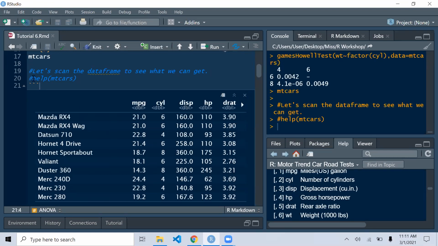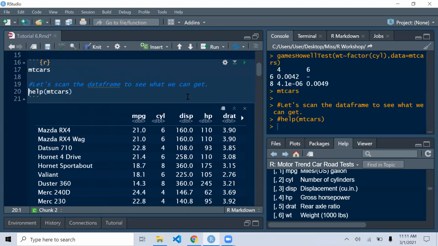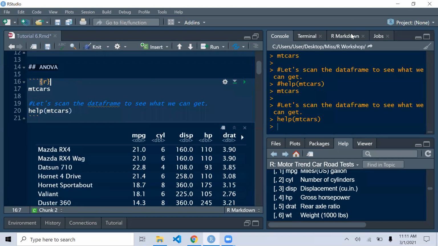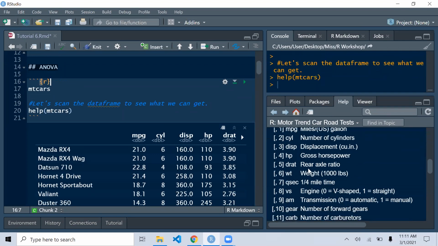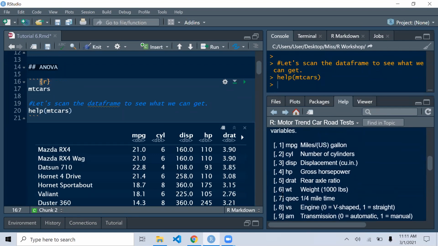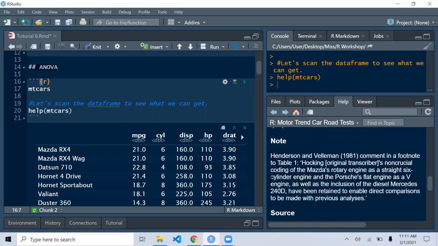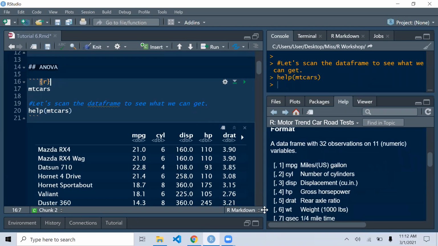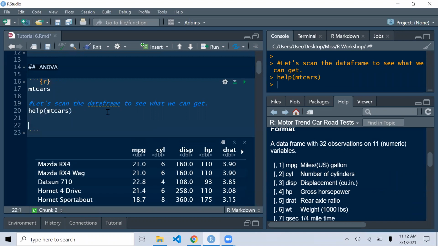To elucidate that, I'm going to remove the dash so I can look at the help of mtcars and show you what we see. If we look at the help, you can see from this area that cylinder is a discrete variable. It's the number of cylinders, and in fact it has three different classes.